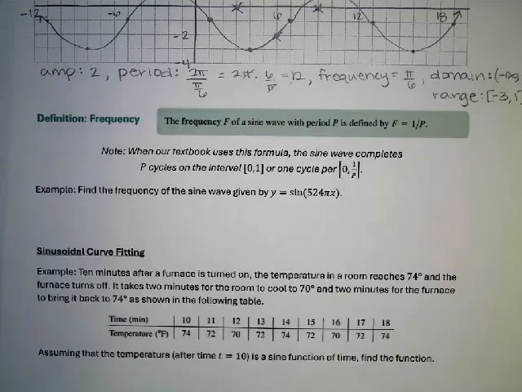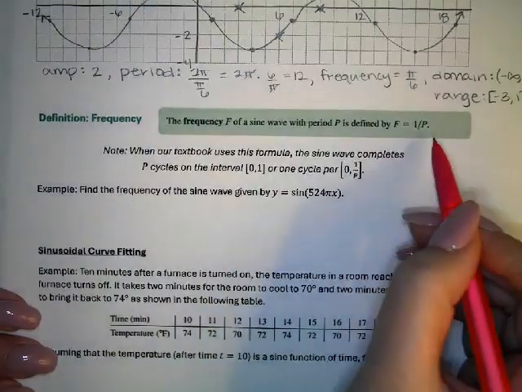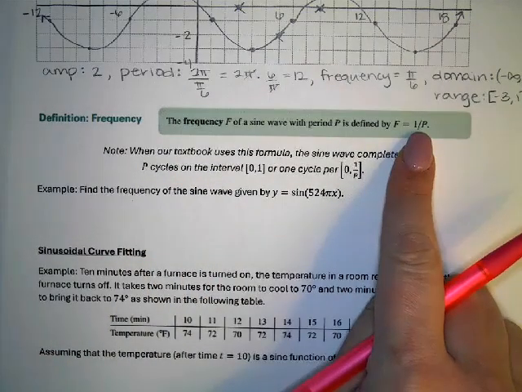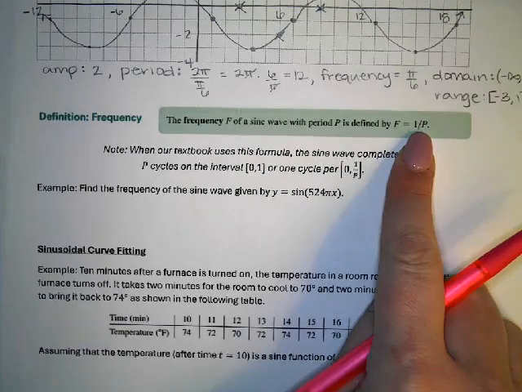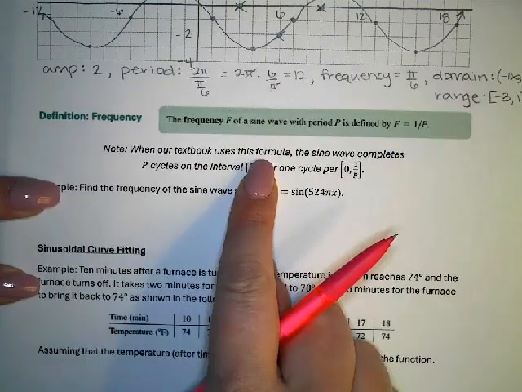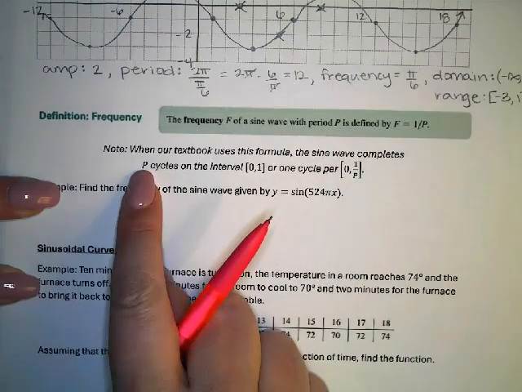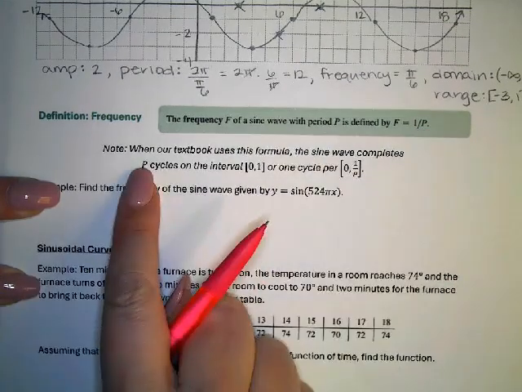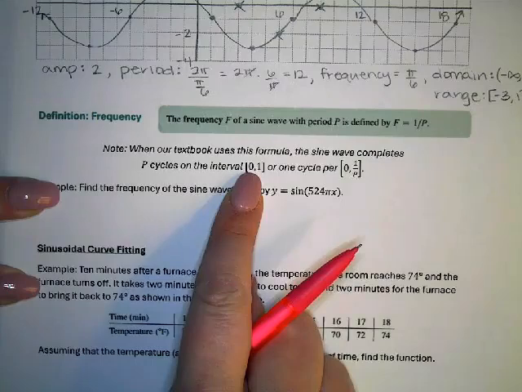And so when they do this, you'll notice that they haven't mentioned anything about on what period of the graph or what interval of the graph we are talking about. I always specified we were talking from 0 to 2 pi. And what I noticed was when I looked at the example problem in the textbook, the example problem didn't specify an interval either. So when our textbook uses this formula, the sine wave completes p cycles, whatever the period is, p cycles on the interval from 0 to 1, or 1 cycle per the interval from 0 to 1 over p. So this is, I'm giving it to you.